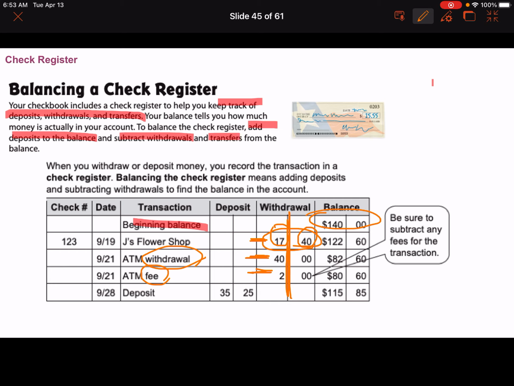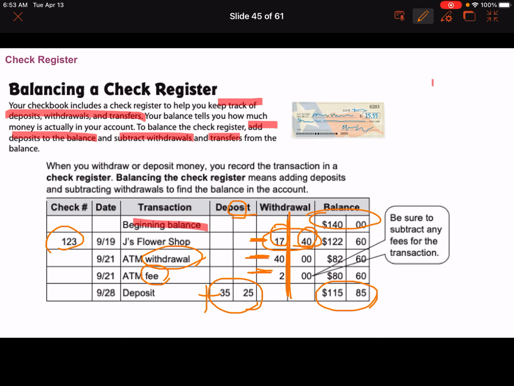And then on September 28th, we've got a deposit of $35.25. Deposit, keyword positive, posit from deposit, lets you know we're adding money to the balance, giving us a total of $115.85. So the key thing is, when we have a check register, there's usually a date.